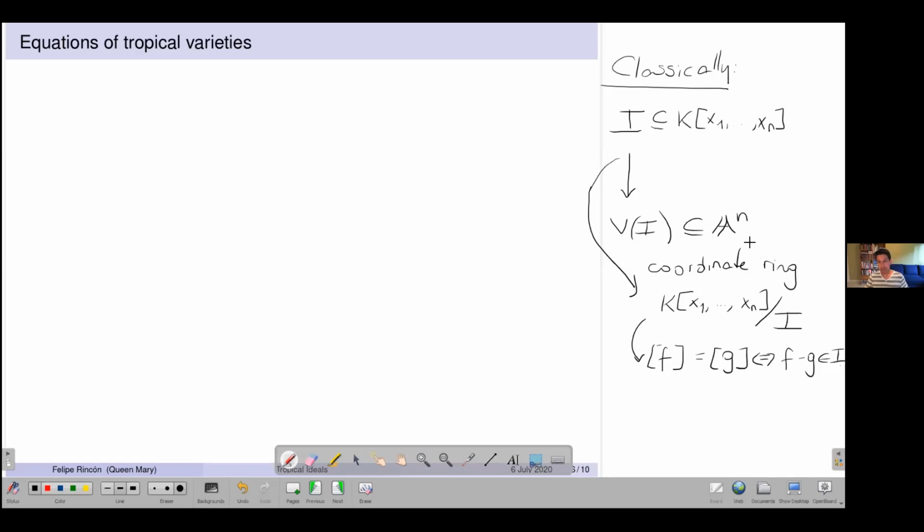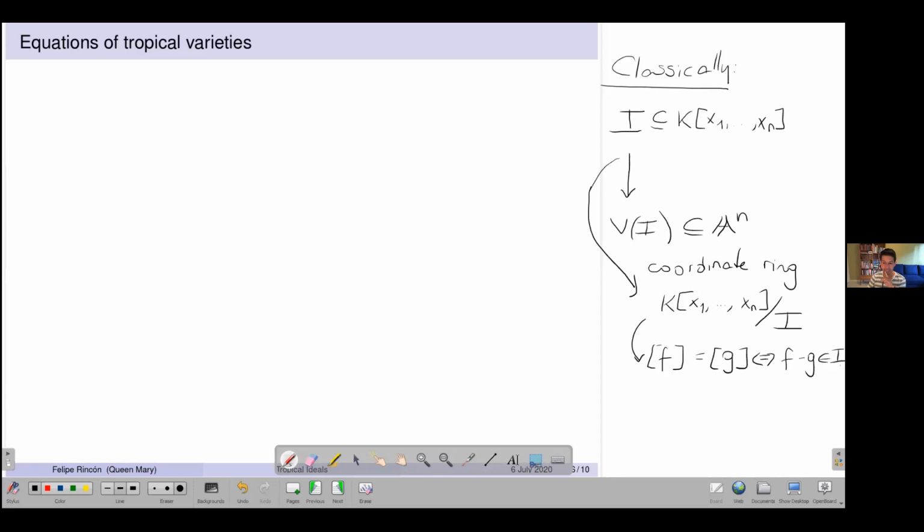So the way you come up with a scheme from an ideal I is you create this coordinate ring where you identify two polynomials if their difference is in I, meaning that their difference vanishes on the zero locus of I. That's what you do classically. Now you want to do the same thing tropically, but the problem is that here we have a negative sign. Here we're saying f minus g is in I, and remember that tropically we don't have this minus sign. So we need to do something different.